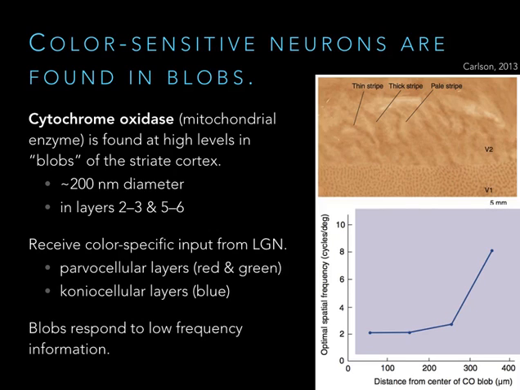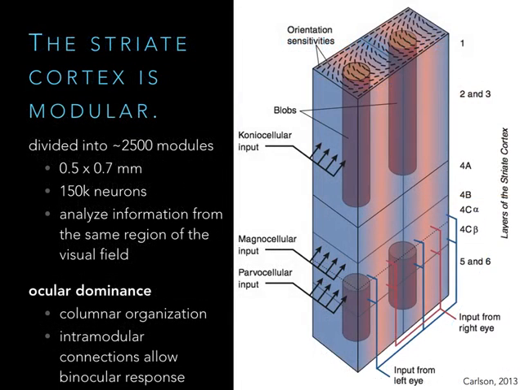Now, if we were to put all of this together, we'd find that our striate cortex contains about 2,500 different modules. We call the striate cortex modular. It's made of these repeating units that contain orientation-sensitive neurons, the neurons that respond to retinal disparity, and the color-sensitive neurons found in the blobs. So there are the blobs that detect color, and then there are the interblobs, or the space between blobs, that detect orientation.